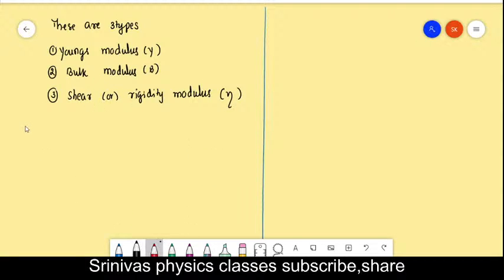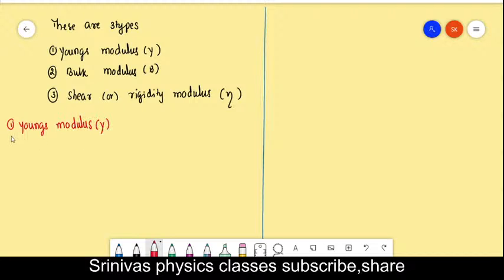Let us discuss the first one. After completion of these three moduli, I will close today's lecture. Okay, right. I will take the class for 20 more minutes. The first one is Young's modulus. What is Young's modulus?